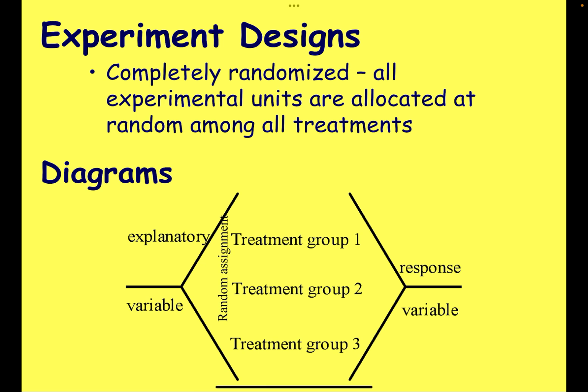Notice here, I've just added in these arrows indicating that I would be randomly assigning my experimental units to each of the treatment groups. This one happened to have 3 treatment groups. There could be more or less. And notice at the end, after I assign them to the treatment groups and I gather the information, we are gathering and analyzing a response variable at the end, right?